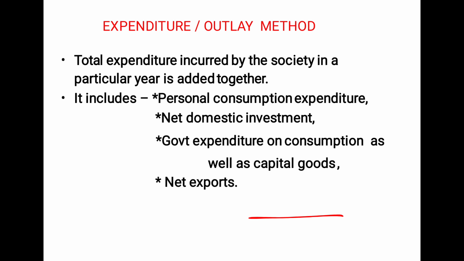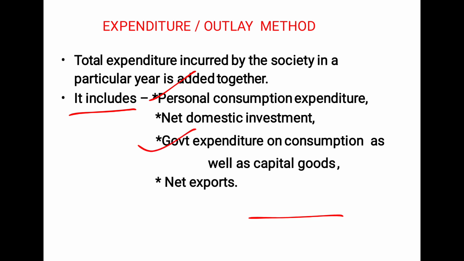So the second one we are going to see is personal consumption expenditure. The individuals spend for consumption purpose, that is spending by a household on goods and services for self consumption. That is called as personal consumption expenditure. Net domestic investment: how much of investment is being done within the country? Domestic is within the country. What is the amount of investment that is being done within the country?